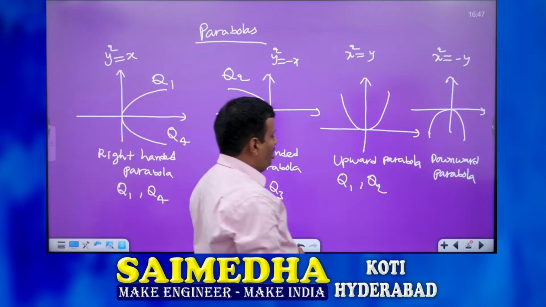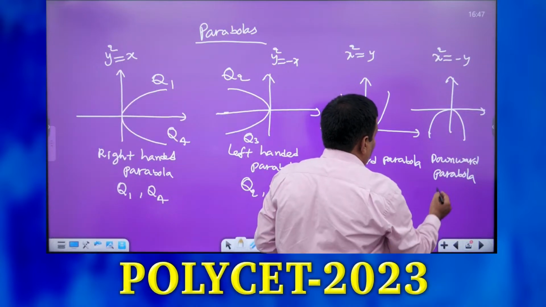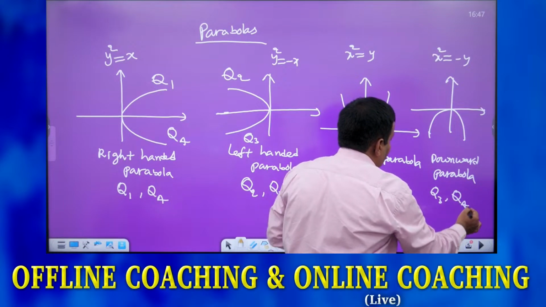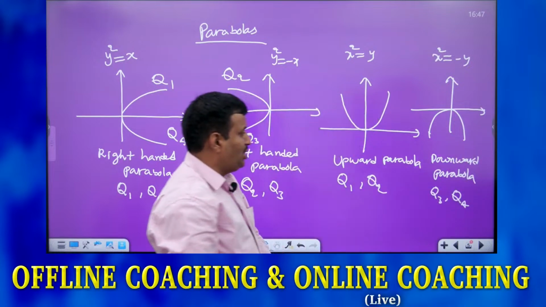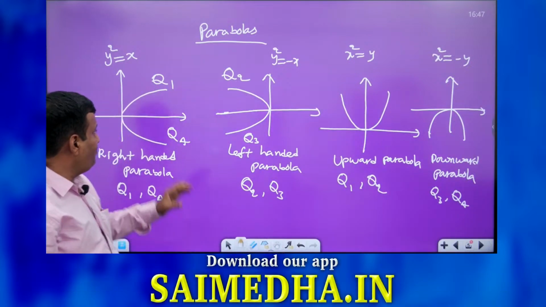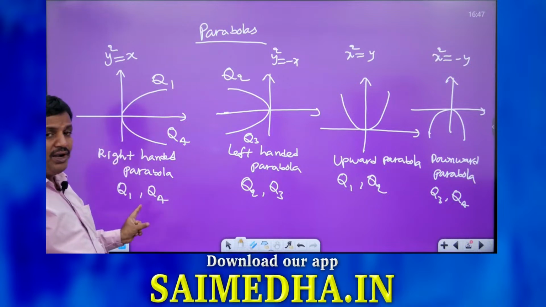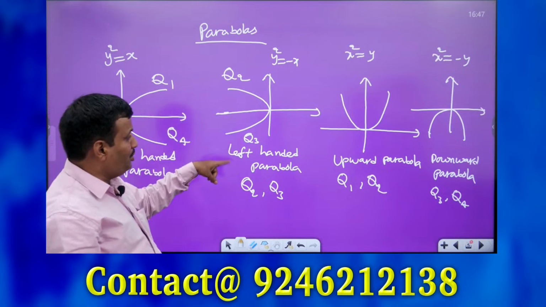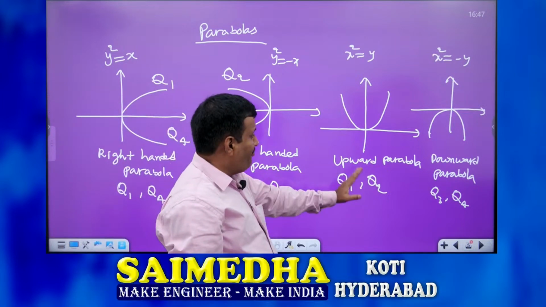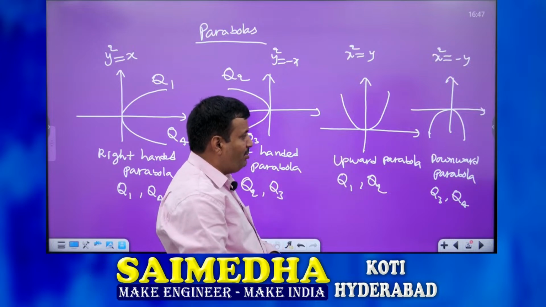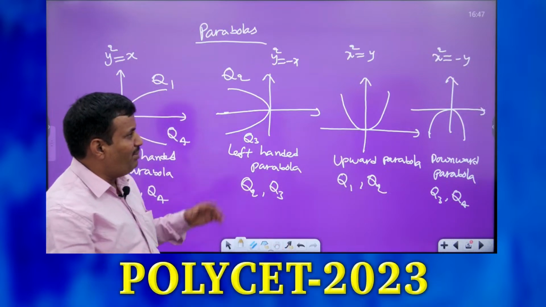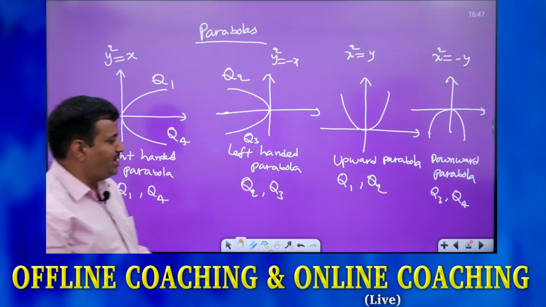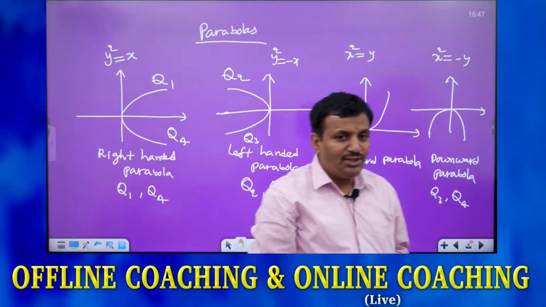Is a downward parabola. Which quadrant is it covering here? Q3 and Q4. Quadrant 3 and quadrant 4. So observe here, right-handed parabola అనేది ఏ quadrant ఉంది మనకి? Q1, Q4. Left-handed parabola which quadrant? Q2, Q3. Upward parabola Q1, Q2. Downward parabola Q3, Q4. Remember all 4 types of parabolas to understand our quadratic equations. వీటి మీద చాలా ఐడియాస్ ఉండాలి మనకి.